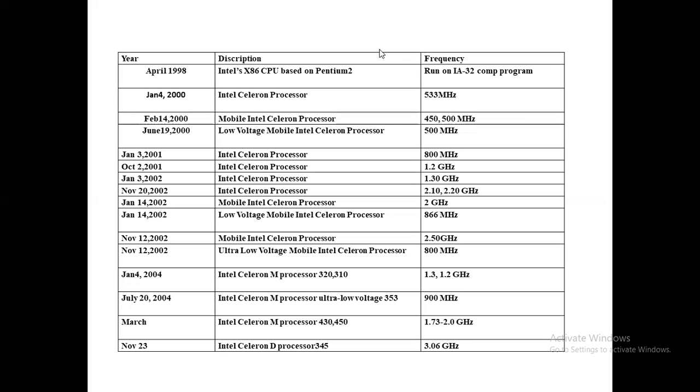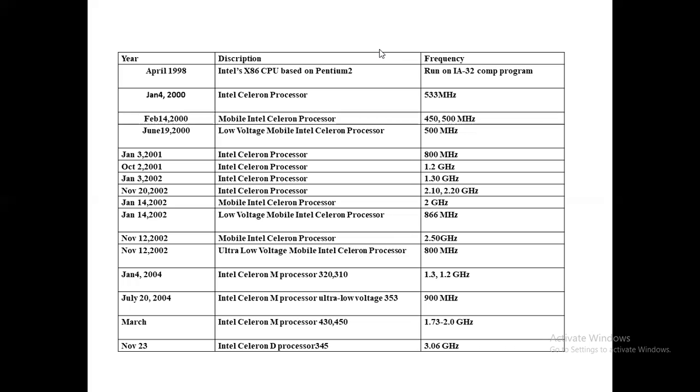in the case of January 4, 2004, Intel Celeron M processor 320 and 310 having a frequency of 1.3, 1.2 gigahertz, 2 gigahertz. In July 2004, Intel Celeron M processor ultra low voltage 353 was developed with a frequency of 900 megahertz. March, Intel Celeron M processor 430, 450, which is having a frequency 1.73 to 2 gigahertz.